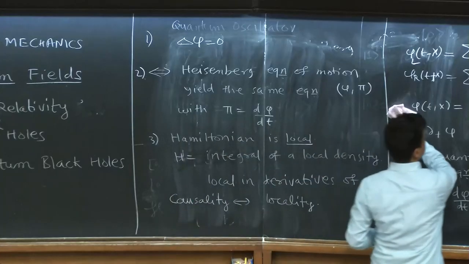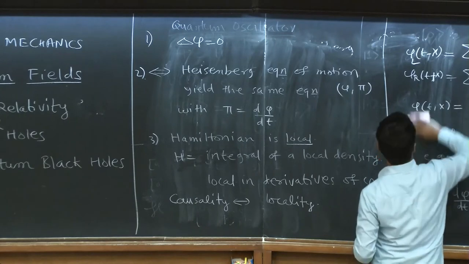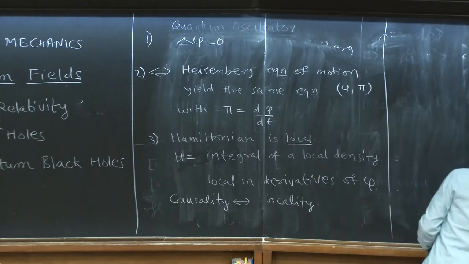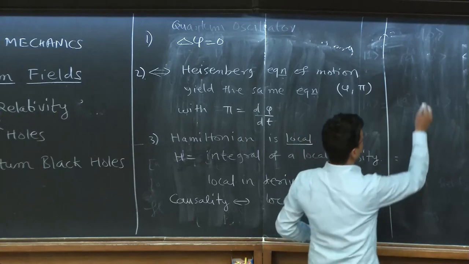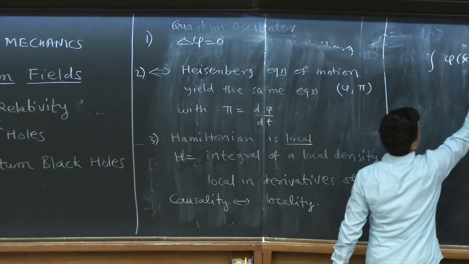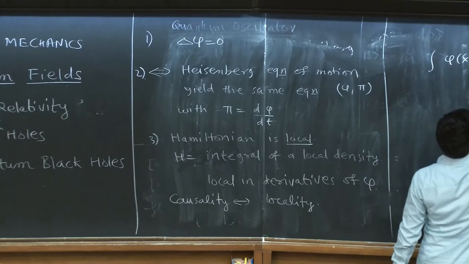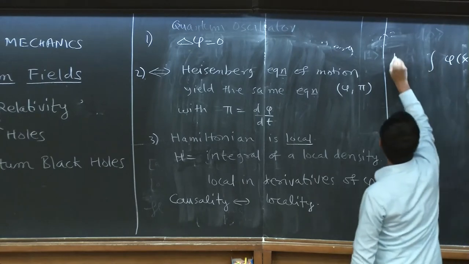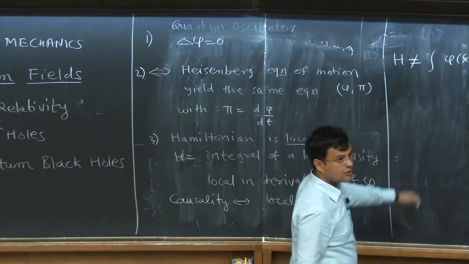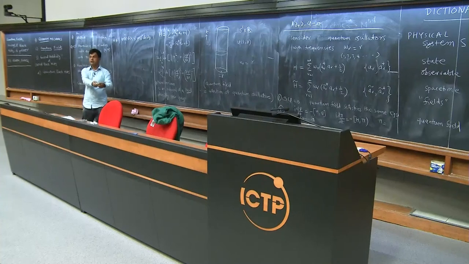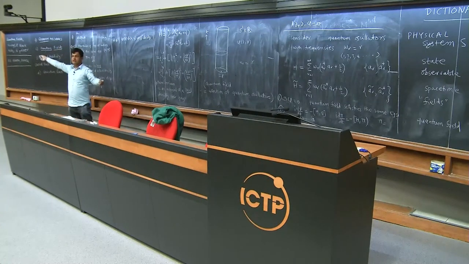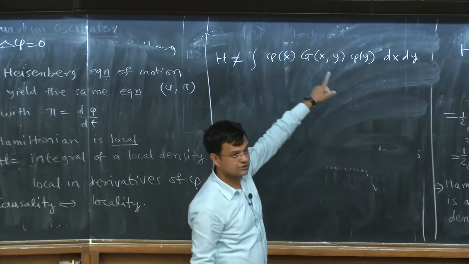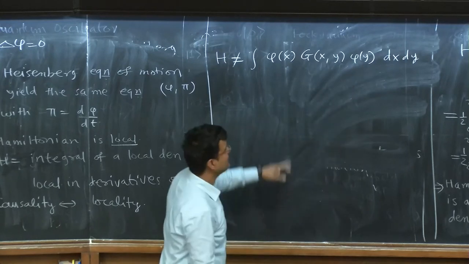In particular, the Hamiltonian does not include terms like phi of x times some kernel times phi of y. It could have had terms like that. This would be non-local, because you would require the value of the field here and then the value of the field in the Andromeda galaxy, and then you'd have to take an integral of them. This is bi-local. You could call it bi-local if you want. But it's really not local.